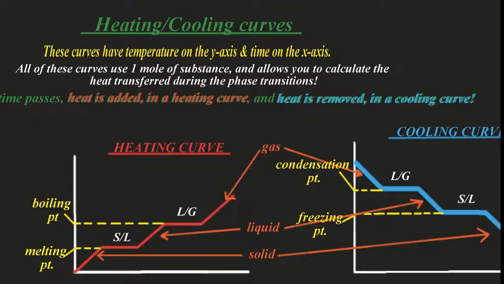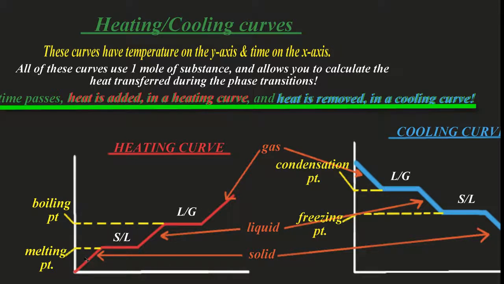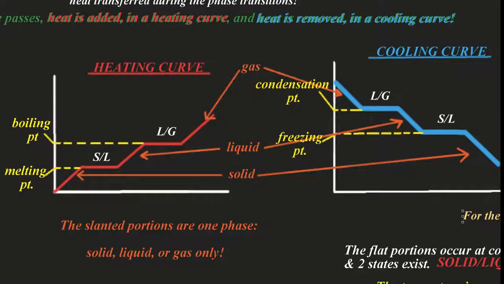So in a heating curve, for instance, as time passes, we add heat to the system and look at the temperature. In a cooling curve, heat is removed as time passes and we look at the temperature. All of these slanted portions have just one phase. The first phase, or the bottommost phase, will be solid, whether heat or cooling curve. The middle one will always be just pure liquid, and the top one would be just gas or vapor.